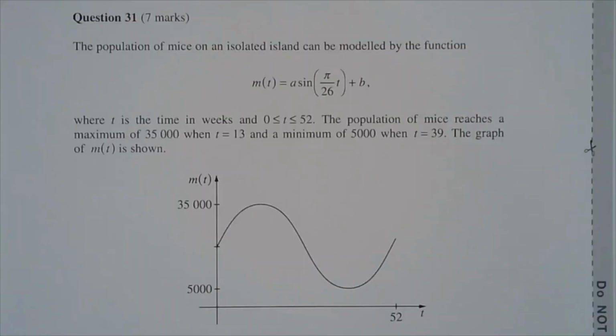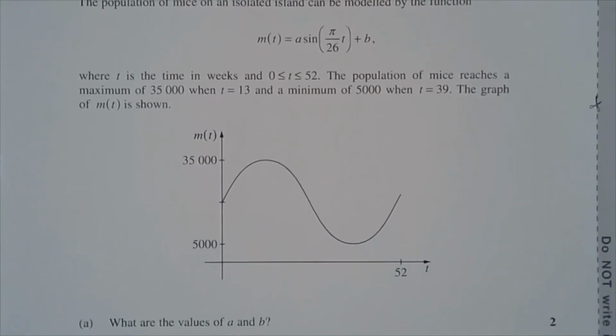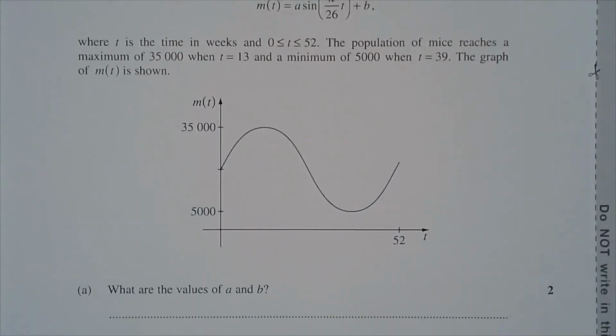Question 31. The population of mice on an isolated island can be modelled by the function m of t equals a sine (pi over 26 t) plus b, where t is the time in weeks and t is greater than or equal to 0 and less than or equal to 52. The population of mice reaches a maximum of 35,000 when t equals 13 and a minimum of 5,000 when t equals 39. The graph of m of t is shown. Part A. What are the values of a and b?